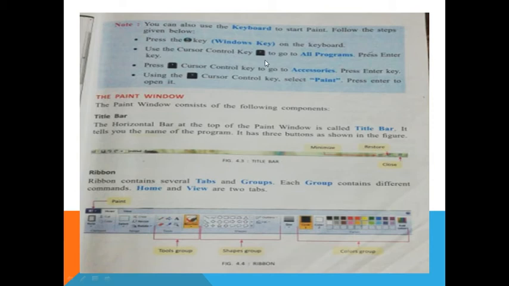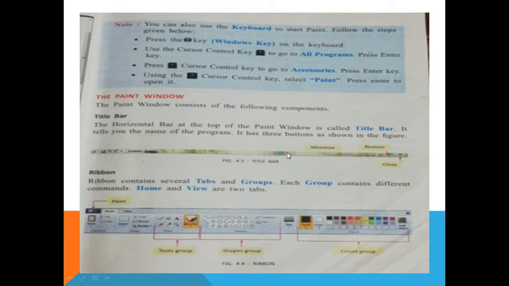Now come down to the Paint window. The Paint window consists of the following components. Check here. This is the title bar. The horizontal bar at the top of the Paint window is called the title bar. See, it was there, the title bar.